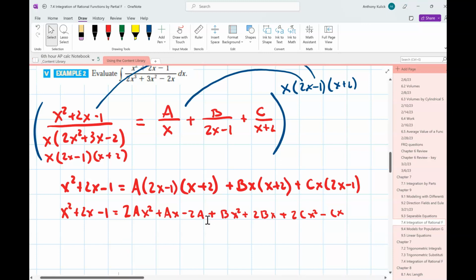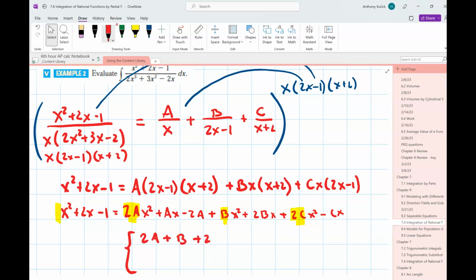So how many equations am I going to have in my system? 3. I'm going to have one for the coefficient on my x squareds. So I have 2a plus b plus 2c has to equal 1. My next equation is going to be the coefficient on my x's. So I have 2a, I'm sorry, just a, plus 2b.